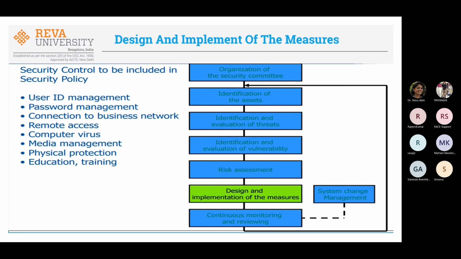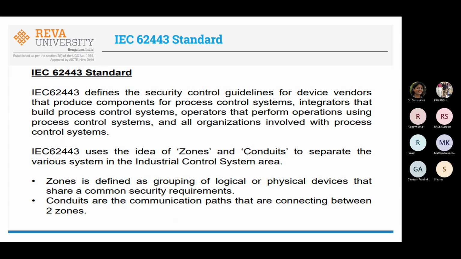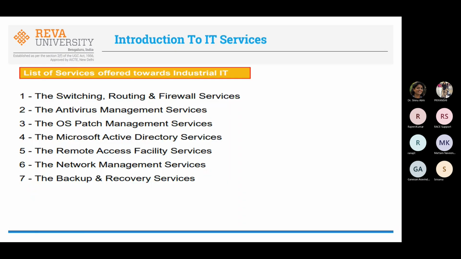Ma'am, can you please go to the 15th slide, ma'am? Yeah, 15th slide. These are the main services we are going to offer, sir, after the risk assessment part. We are offering switching and routing firewall services, antivirus management services, OS patch management service, Active Directory service, remote access facility, where we describe what software we are going to use. In that part I can make it as a document and attach step by step screenshots, sir. In NMS, what are the things we are going to do, what software we are going to use, and manually how the configuration we are going to follow.